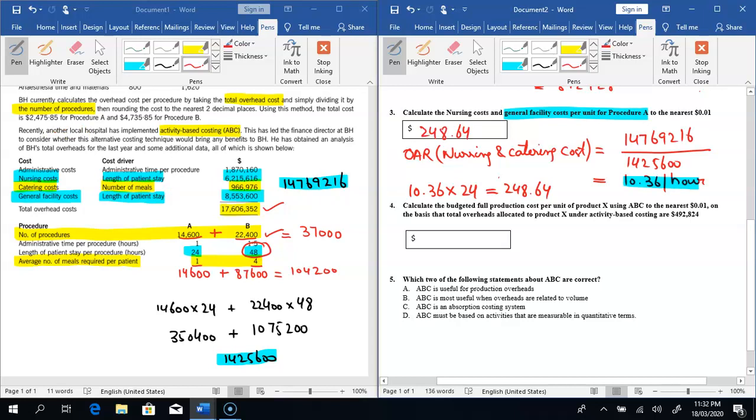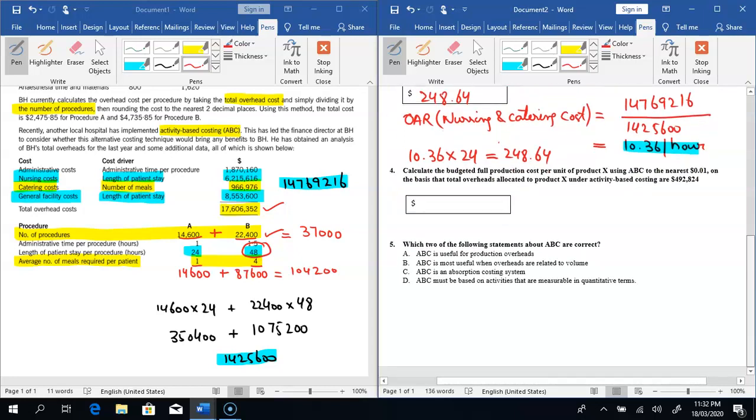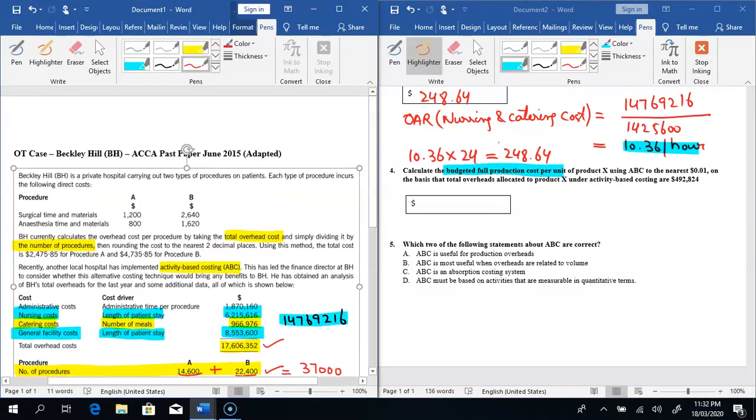Now question number 4, calculate the budgeted full production cost per unit. Now we know that budgeted full production cost should comprise the cost of material and the cost of the other labor time and the overheads. Now if I go back to the scenario, then you should note it down that the cost of material and the cost of anesthesia time and material, so these two costs in total are 2,000, right?